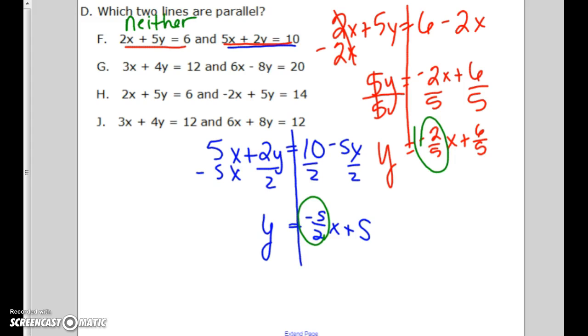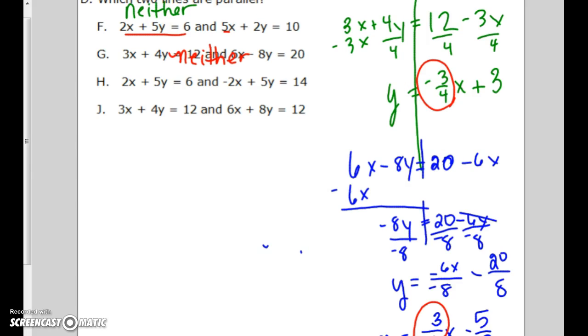So go ahead and work the next 3. Ms. Burns, if you'll pause and give them time to work those 3, and then restart it here in just a minute.